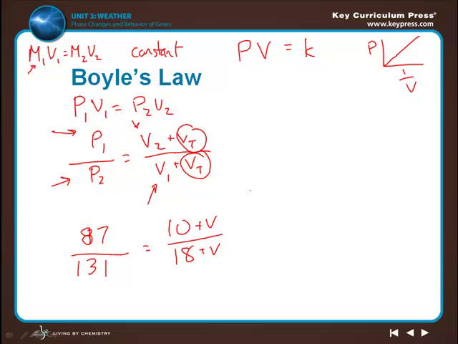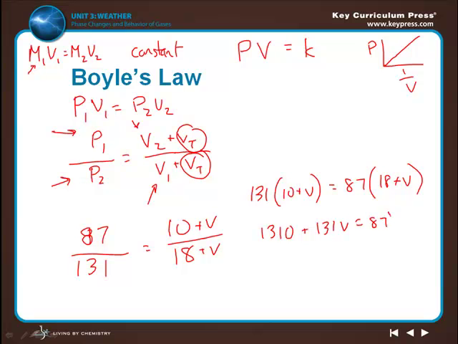So we cross multiply. 131 times 10 plus V equals 87 times 18 plus V, sorry. We multiply this out, 1310 plus 131V equals whatever 87 times 18 is, plus 87V. So subtract 87V from both sides. And then 87 times 18, whatever that is, subtract 1310 from that side.